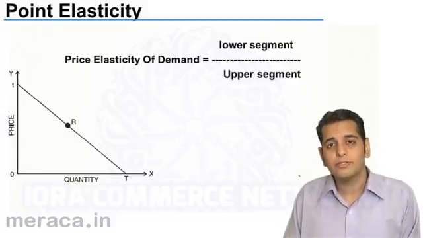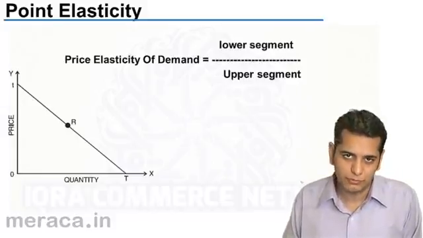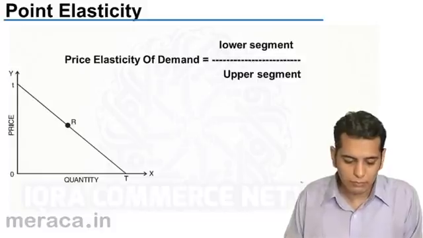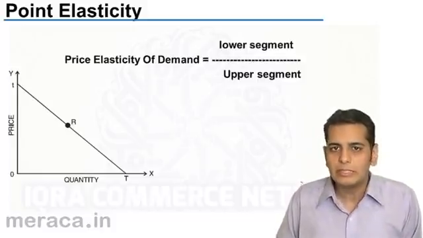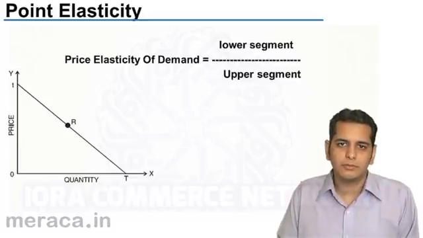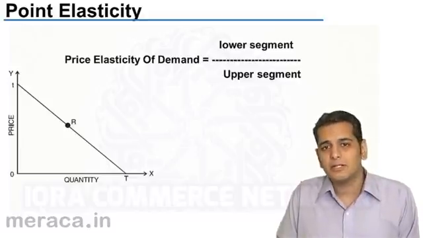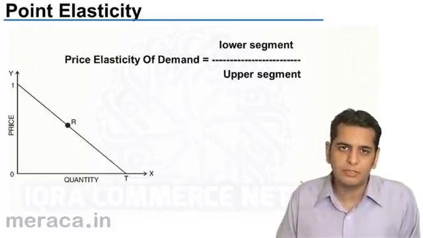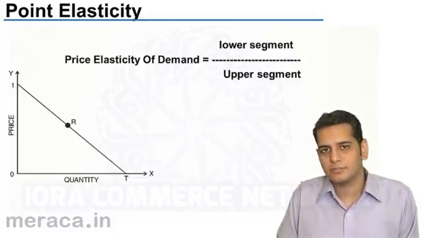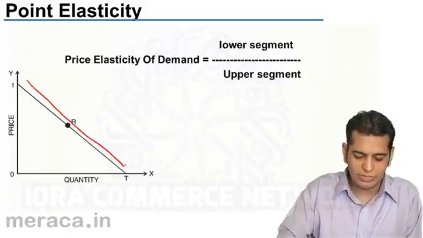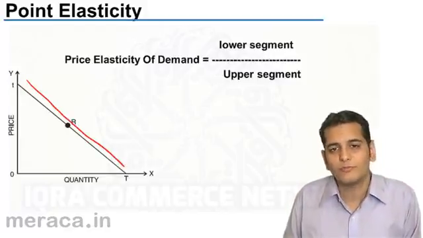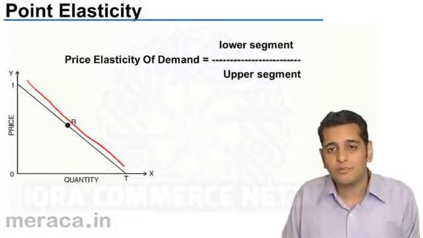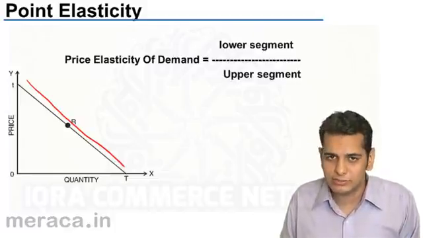Our next topic is point elasticity of demand. In many cases, we get a linear demand curve. A linear demand curve implies that there is a proportionate change between demand and price. So the curve is generally a straight line. And when the curve is in the form of a straight line, we can find the point elasticity.